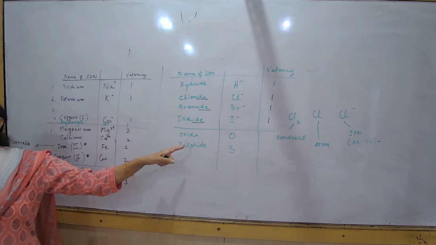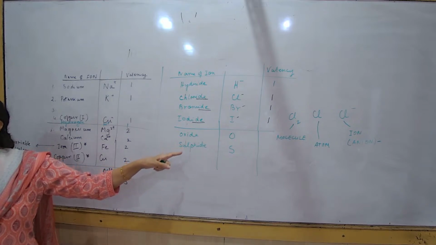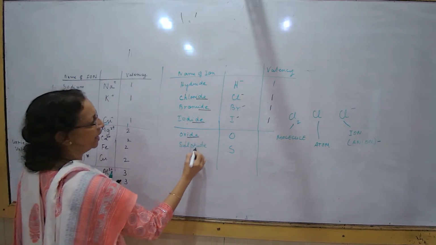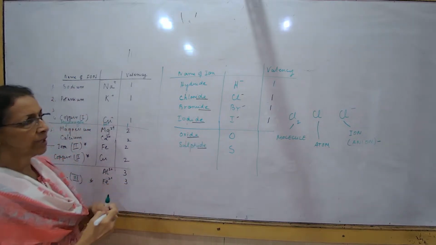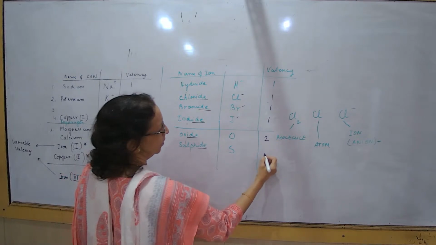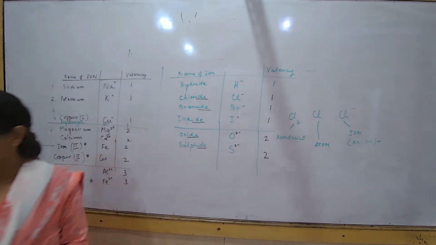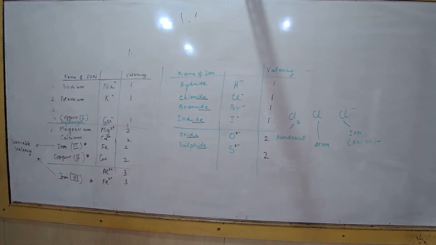Oxide. What does it tell us? That it must have some charge. So if it is ending in ide, it is minus. So obviously we know that it is 2 minus. Ma'am, it is also like chloride, so why is this not minus 2? See, unfortunately, they have given all this before the first chapter.